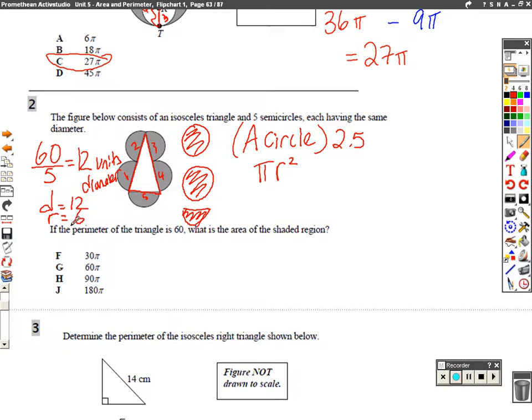All right, so now I know the area of a circle: we've got pi times 6 squared, or 36 pi. And we want to multiply this by 2.5 because there are 2.5 circles. And if I take 36 times 2.5, I'm going to get 90. So 90 pi is the area of my 2.5 circles.